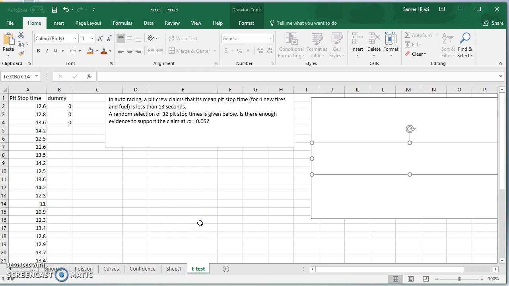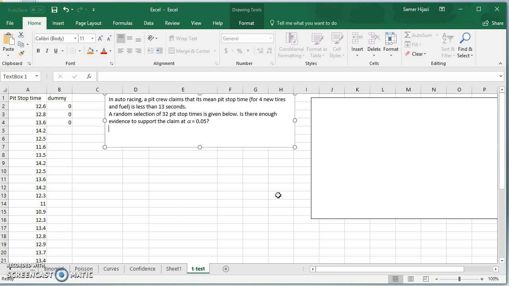So the example here is similar to the example for the z-test that we did earlier, which you can look for on my channel. It's auto racing. Pit crew claims that its mean pit stop time is less than 13 seconds. We select a random sample, 32 pit stop times given below. Is there enough evidence to support the claim at alpha equals 0.05?